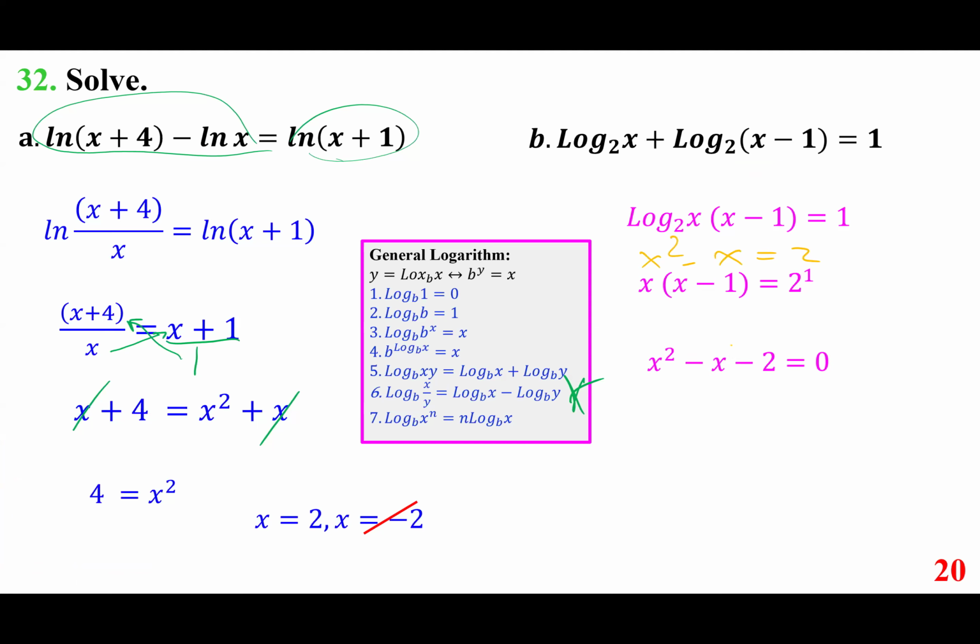We want two numbers. The product is negative 2. The sum is negative 1. It's minus 2 and plus 1. So x either is 2 or negative 1. So there are two possibilities.